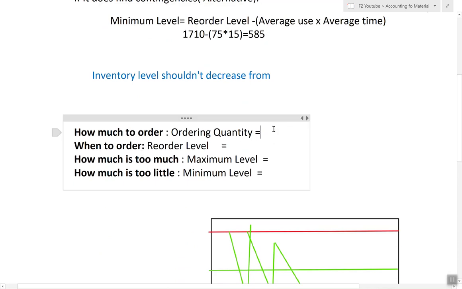How much to order at a time, which is order quantity, which in this case was 1750. Next was when to order, reorder level, which was 710 in this question. Next, maximum level, which was too much. And next, minimum level, which is too little.